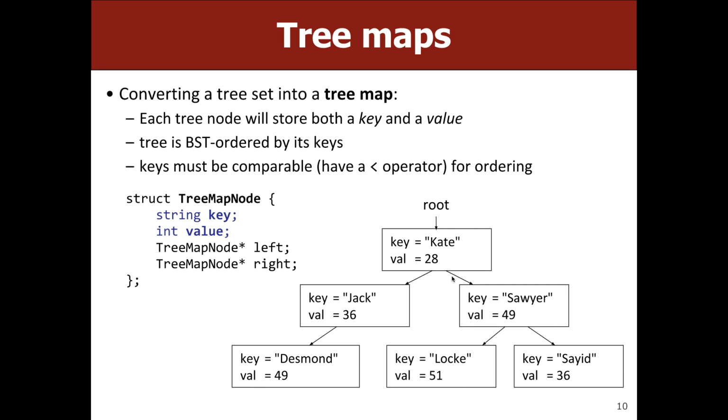Okay, so this works great for sets, but maps have keys and values. You can imagine you aren't going to have that single struct with just one value. You would now store a key and a value, and these can be whatever types you want. The important thing is that you have a binary tree that is ordered by the keys. It's not ordered by the values.